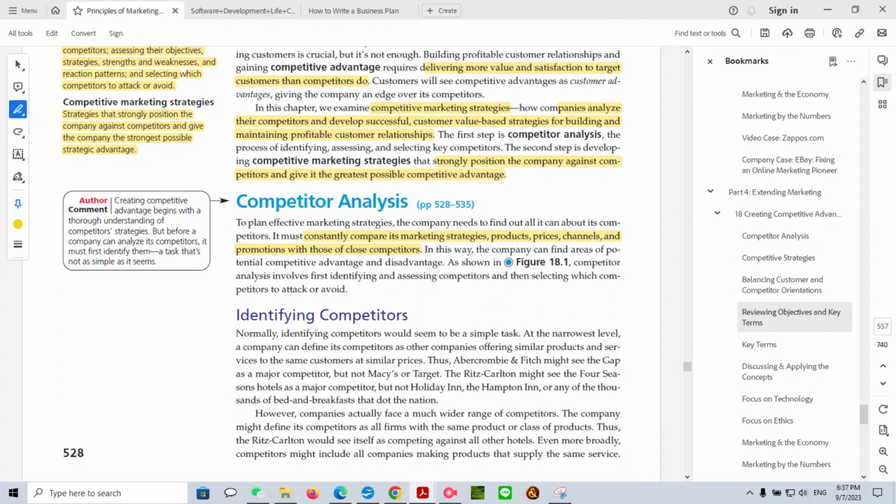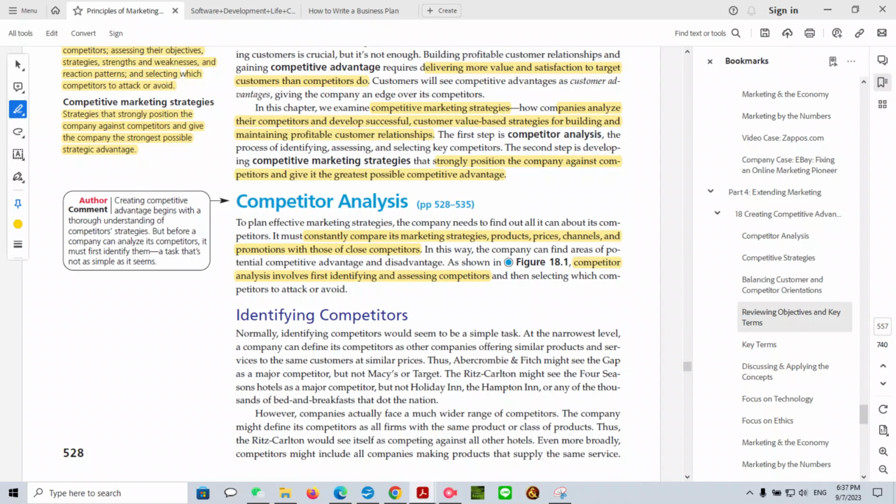Now, competitor analysis involves first identifying and assessing competitors. What are their strengths and weaknesses? What opportunity was created in between for them compared to you, and especially for you? Your strengths and weaknesses compared to your competition's strengths and weaknesses. Now, first we want to identify who our competitors are.